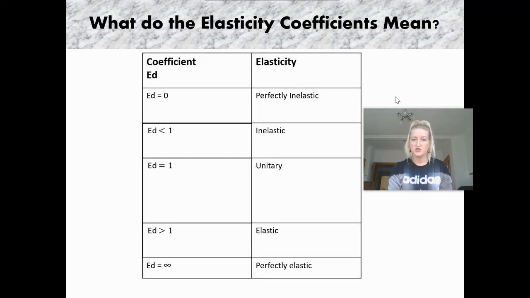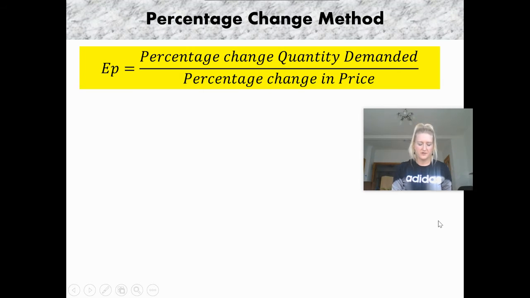If it's equal to 1, it's unitary. If it is greater than 1, it's elastic, so the consumers are very responsive to the price change. And if it's infinity, then it's perfectly elastic. We don't usually have questions on the two extremes, the perfectly inelastic and elastic, so don't worry too much about those two. So here's our first method of calculations, the percentage change.